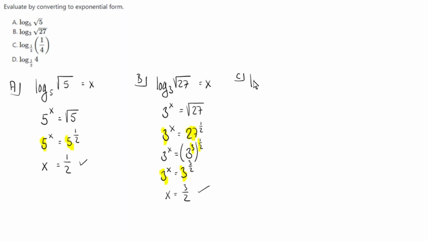In C, we have log with a base of a half of 1/4. We equal it to x and convert this to exponential form, which is going to have a base of a half. The exponent is x, and it equals 1/4. Now we need to express these two powers using the same base. So actually we can write the quarter as a power like this. We can express this with a base of 2, because 2 squared is 4.